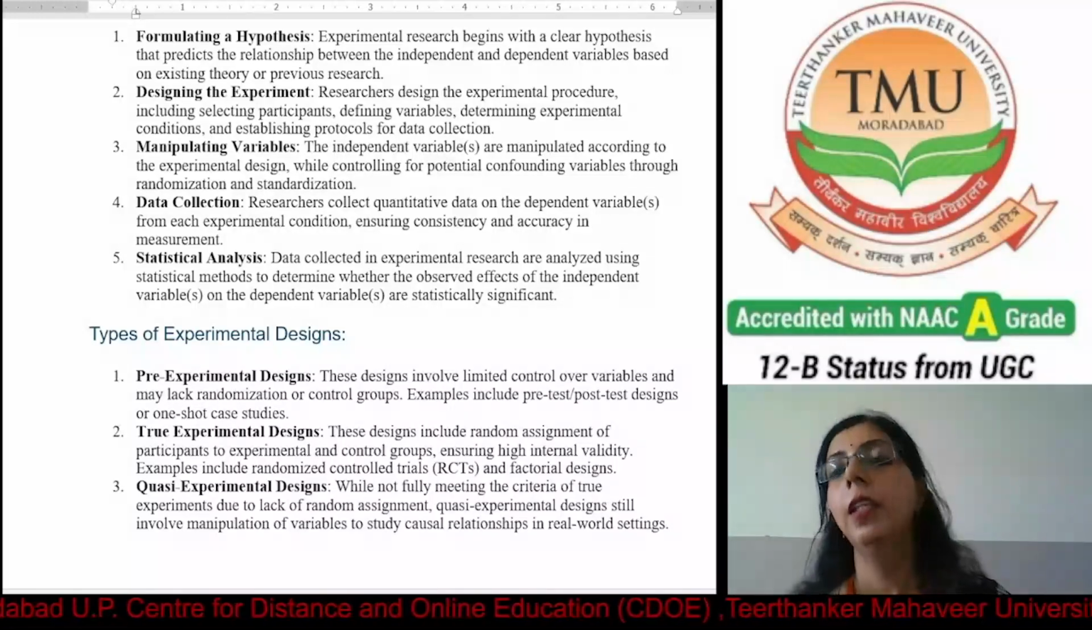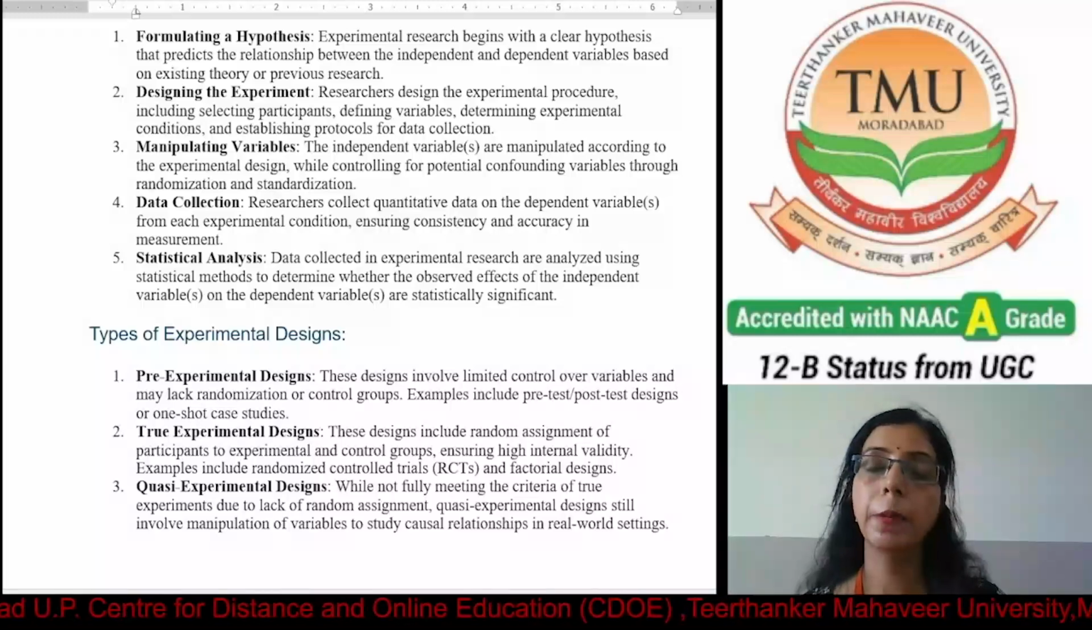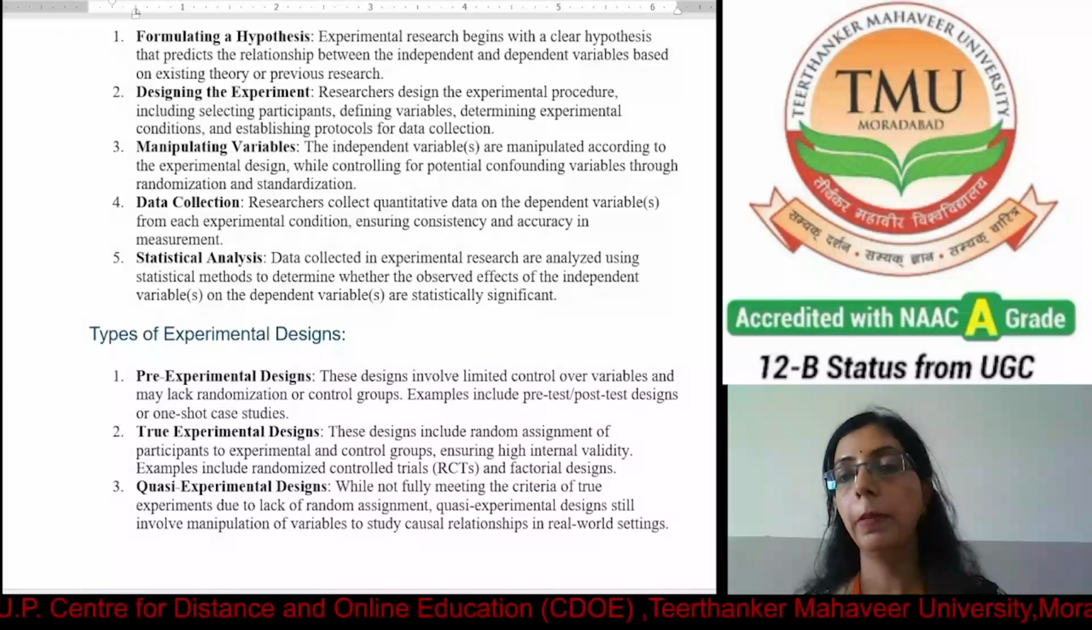In our next session, we will discuss in detail the steps involved in the process of experimental research.